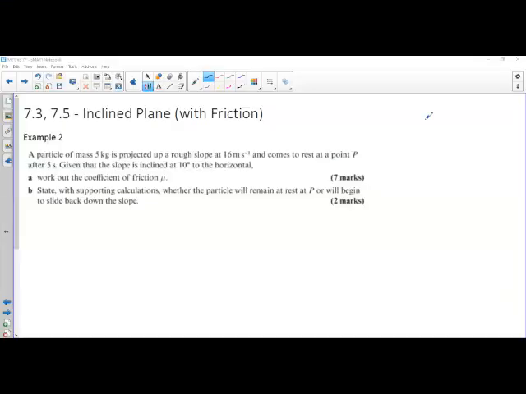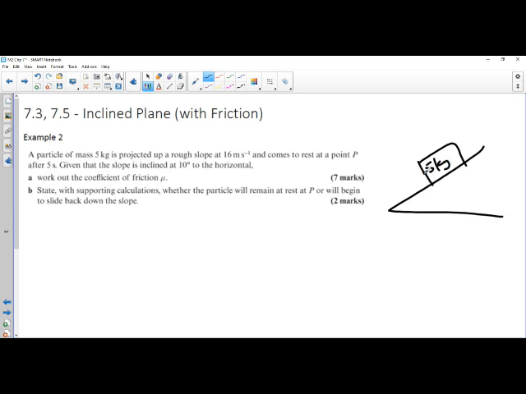So just carry on. Example number 2: a particle of mass 5 kilogram is projected up a rough slope at 16 meters per second and comes to rest at point P after 5 seconds. Given that the slope is inclined at 10 degrees to the horizontal, find the coefficient of friction mu. So again, let's draw a quick diagram to see what's going on in here. This time we've got 5 kilogram on the slope.